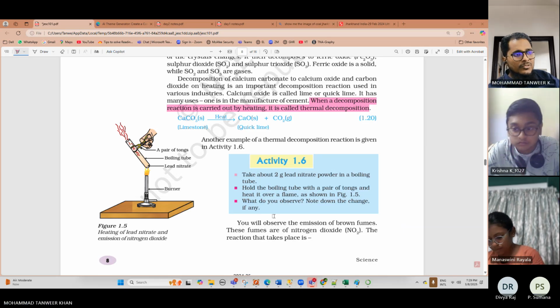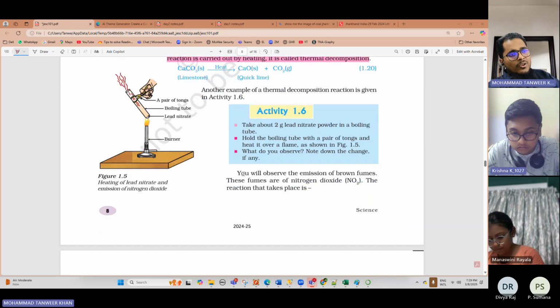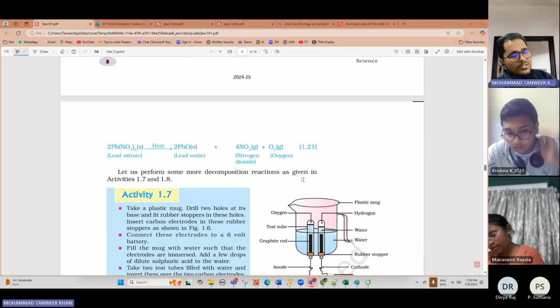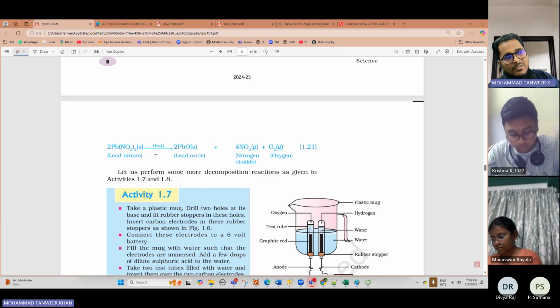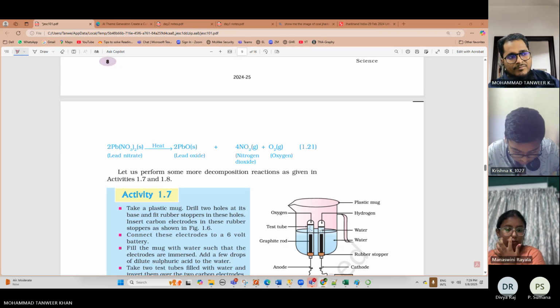Okay, leave this, we'll discuss it here. Here also, lead nitrate, 2Pb(NO3)2, it is giving you PbO, lead oxide, plus nitrogen dioxide plus oxygen. Okay. This is also an example of decomposition reaction. This is also happening in presence of heat, no? Right? Okay. So this is also thermal decomposition.